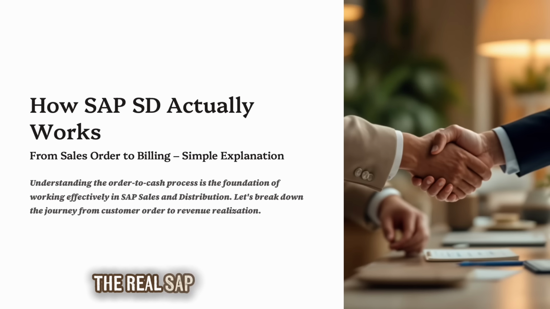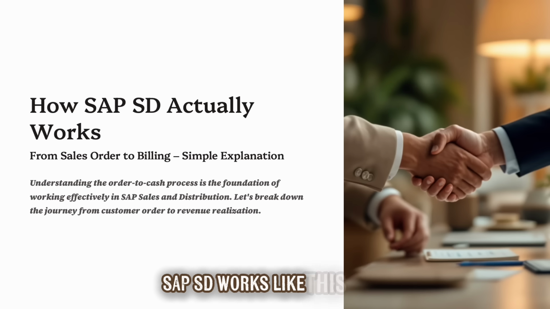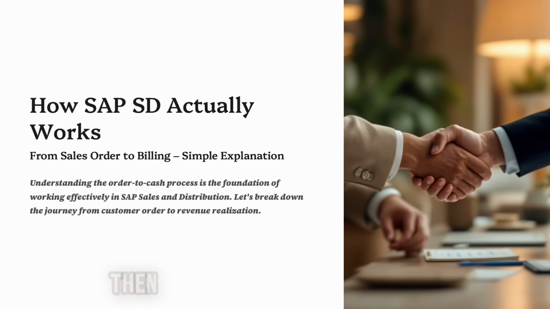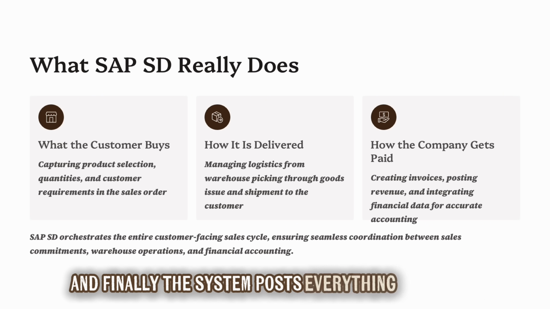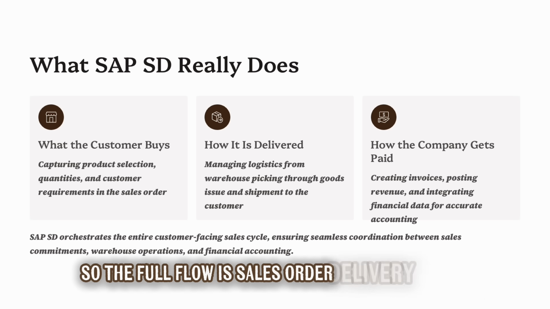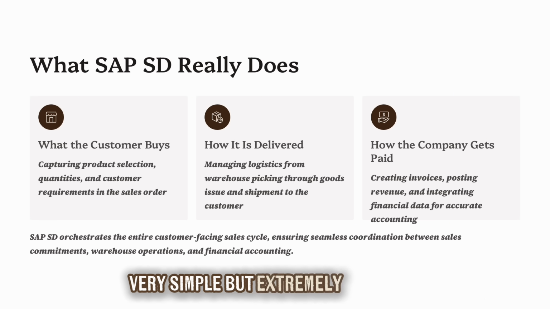The real SAP SD flow. In almost every company, SAP SD works like this. First, you create a sales order. This is where SAP understands the customer request. Then, if the product needs to be shipped, SAP creates a delivery. After the product is delivered, SAP creates a billing document. And finally, the system posts everything to finance. So the full flow is sales order, delivery, billing, finance. Very simple, but extremely powerful.